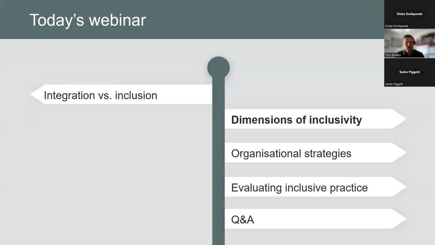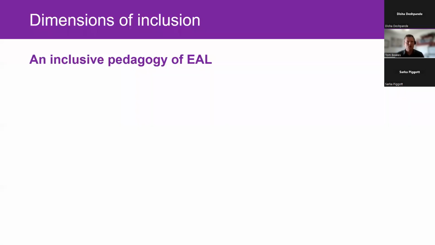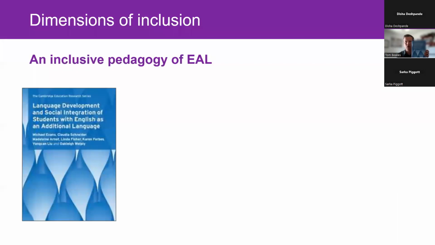Okay, which brings us on to different dimensions of inclusivity. And I want to start by signposting and recommending to you a book, and it's this book I have with me here, by a group of educators from the University of Cambridge and a couple of other institutions. It was published in 2020, and it's called Language Development and Social Integration of Students with English as an Additional Language. And it forms the main basis for what I'm about to talk about in this section.